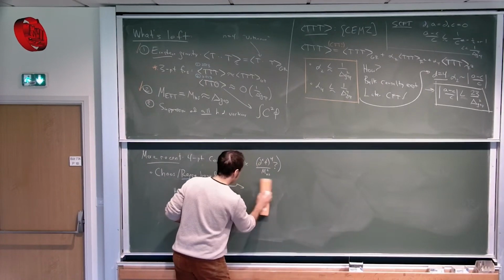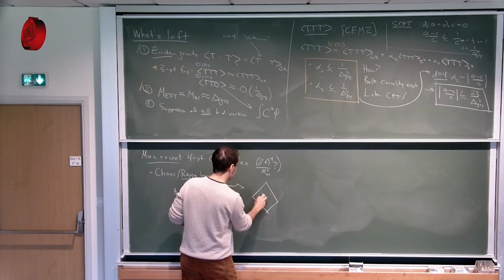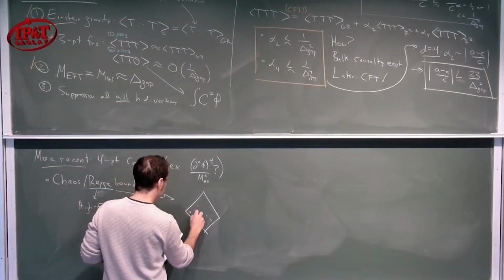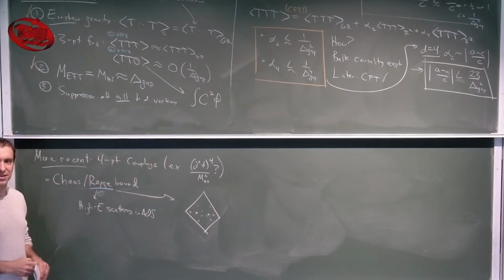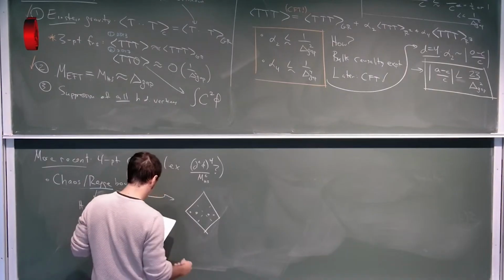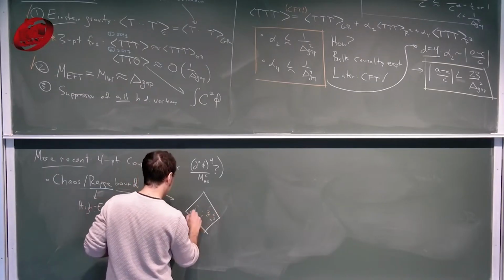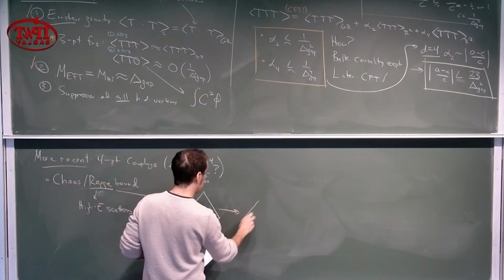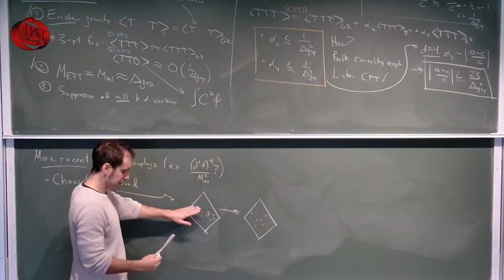Let me draw this a little bigger. So this is our conformal compactification, and we have 4, say, space-like separated operators. Let's call them 1, 2, and 3, 4. You can start moving these operators around, so they're all space-like separated.